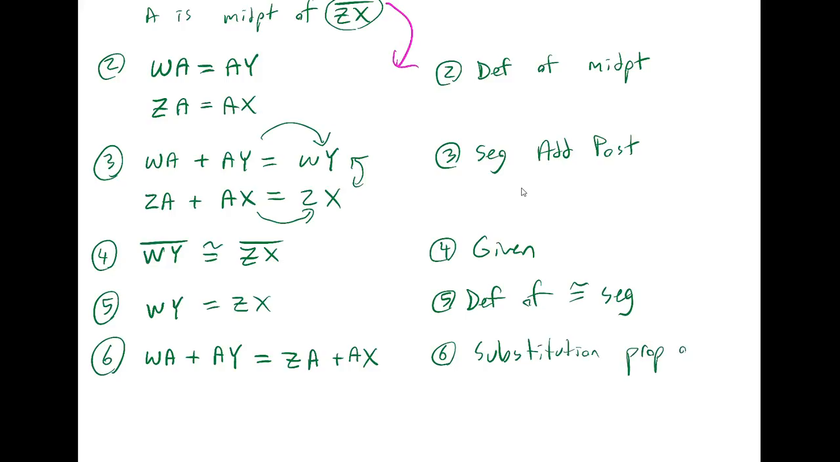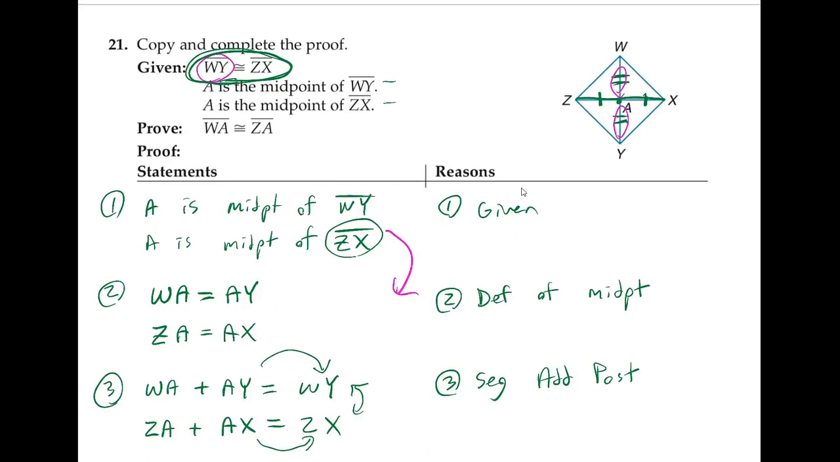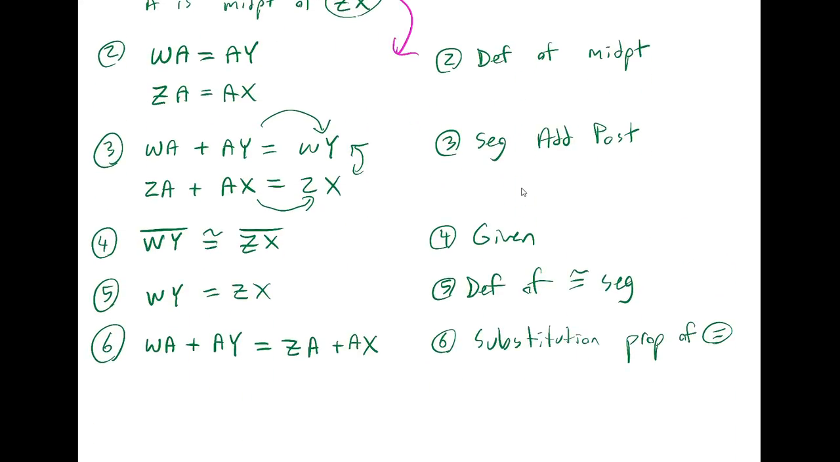And now what I want to get to is that WA equals ZA, right? So I want to get that WA is the same as ZA. I just want to get rid of this AY and this AX. But if we look up, what do we know about AY and AX? Well, they're the same as WA and ZA. So let's go ahead and replace those. Again, I'm going to use a different color because I find that useful. So I'm going to keep the WA and swap this out. Plus, I'm going to keep the ZA.